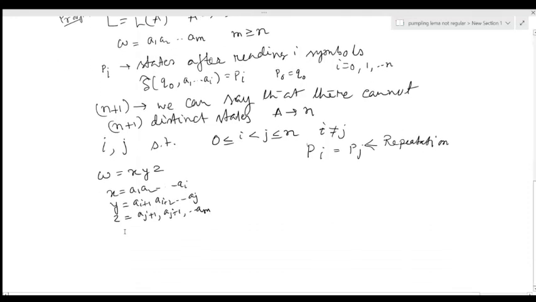Now this particular situation can be visualized by a DFA diagram. We read x here, so we go to pi. In this particular case we are reading y, equal to ai+1 to aj. Then we recognize the last portion, that is, aj+1 to an, and reach the final state.